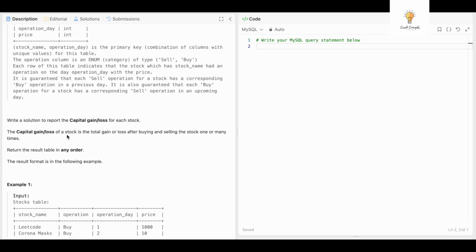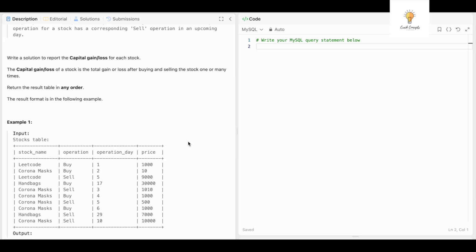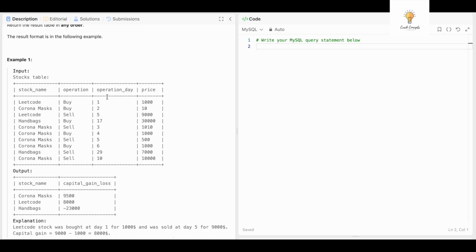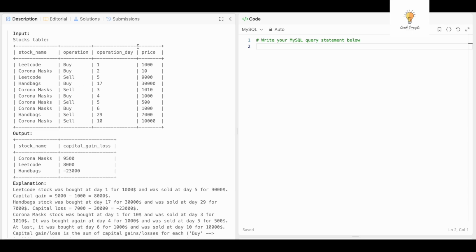The capital gain or loss of a stock is the total gain or loss after buying and selling the stock one or many times. Now also, when you have a stock, you can buy it, you can sell it, and then you can again buy it, then sell it, then buy it, and then sell it. That is what they are saying, that the stock can be bought or sold one or many times. Return the result table in any order. So you can return the result in any order. The result format is in the following example. So this is the table, we have already discussed this table, and this is our output.